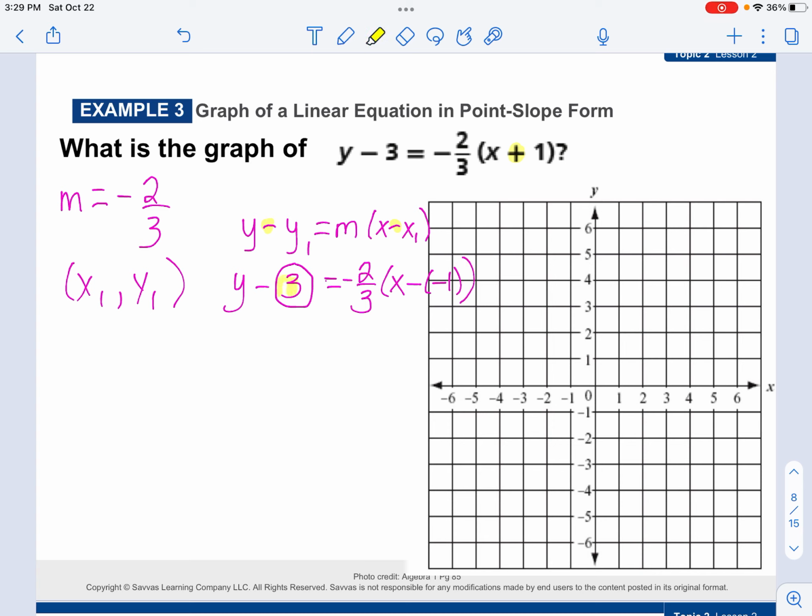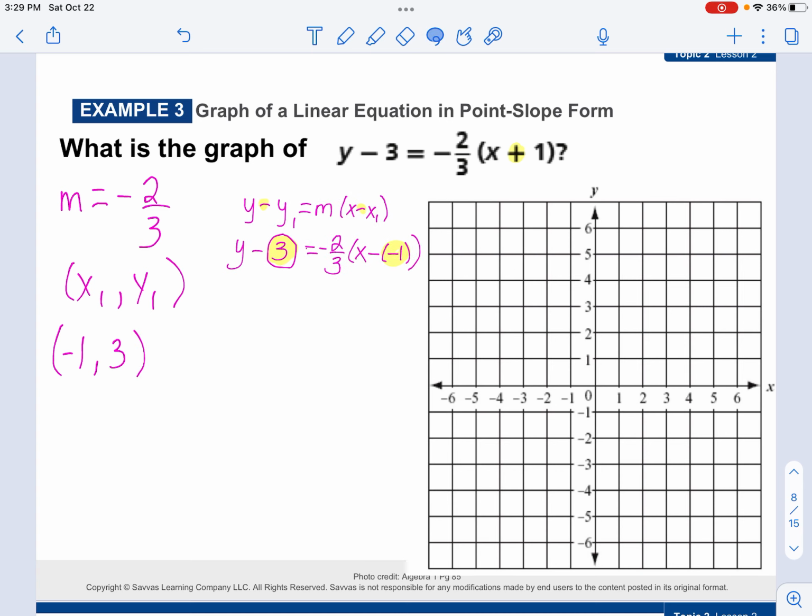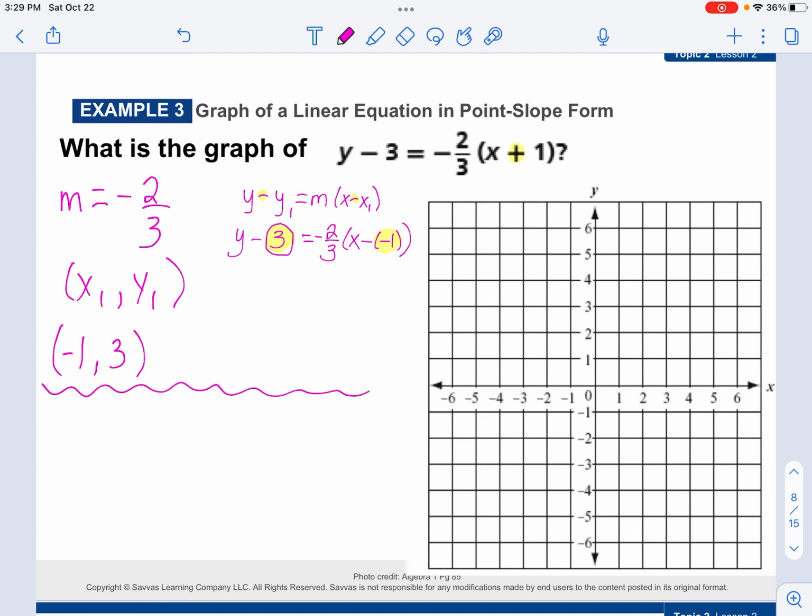And now we see what our y1 is. Now we see what our x1 is. We can go ahead and identify the point as negative 1, 3. Now to graph. First, plot the point. So I'm at negative 1, positive 3. The point is here.